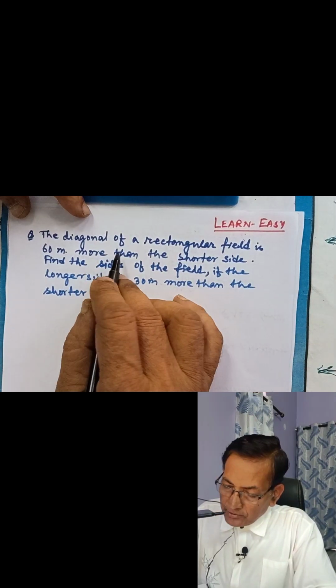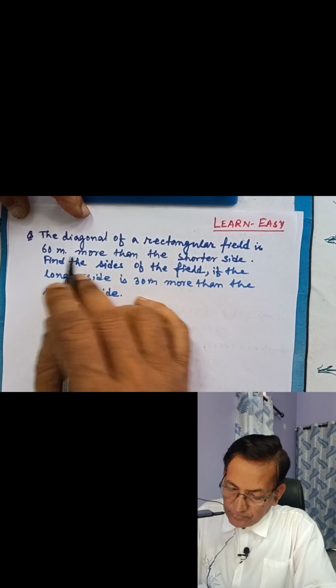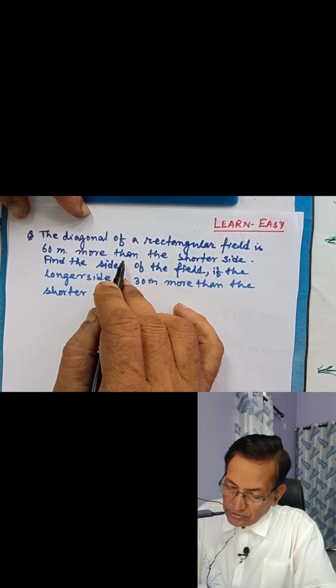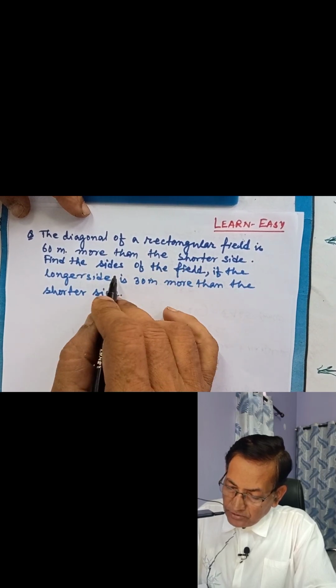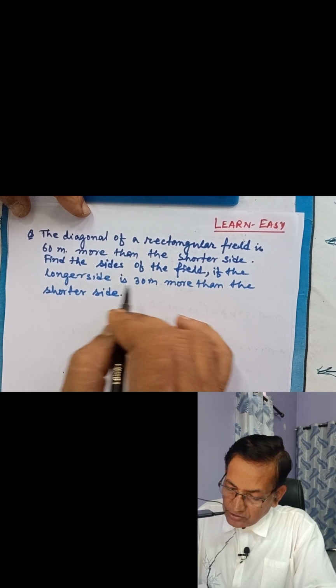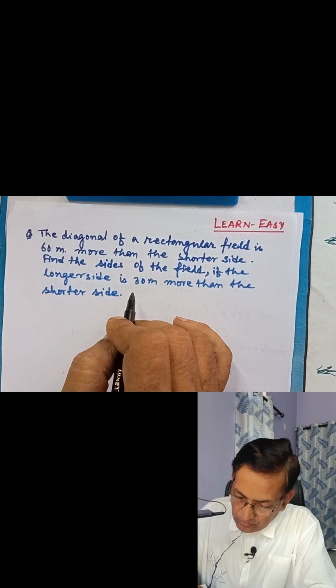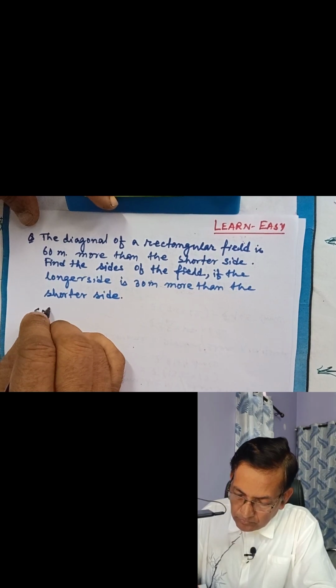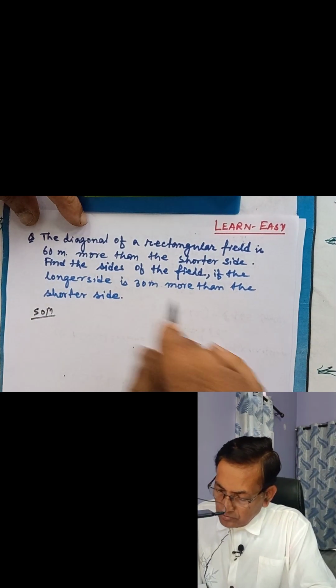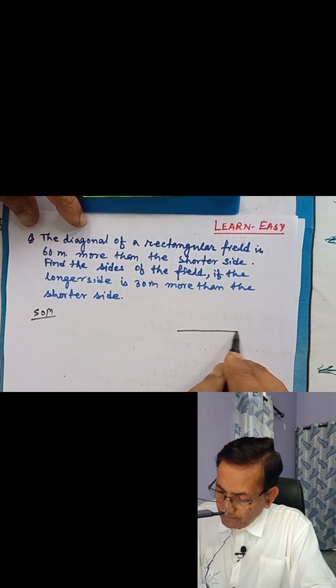Next: the diagonal of a rectangular field is 60 meters more than the shorter side. Find the sides of the field if the longer side is 30 meters more than the shorter side. Let us draw the field.